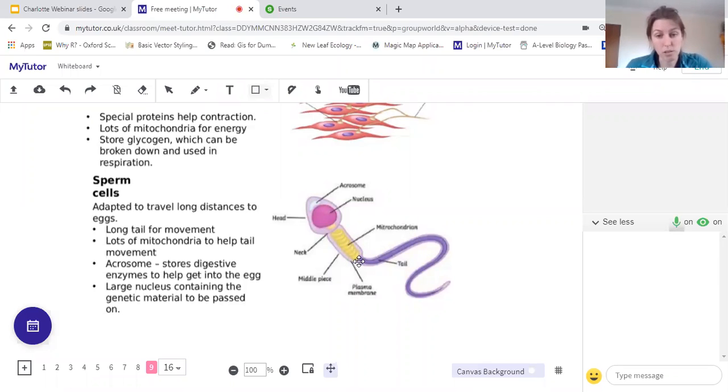They have a long tail for movement to help with that. They have lots of mitochondria because they're doing lots and lots of hard work. So they have lots and lots of mitochondria stored in this kind of middle piece here. They also have, kind of in their noses, or what would be their noses, an acrosome, which is a special organelle that stores digestive enzymes. Those enzymes help to break down the outside of the egg when they get there so that they can get into the egg. And then they've got a large nucleus for their size because it contains the genetic material to be passed on. Okay, so 4 things for sperm cells: long tail, lots of mitochondria, acrosome, and large nucleus.